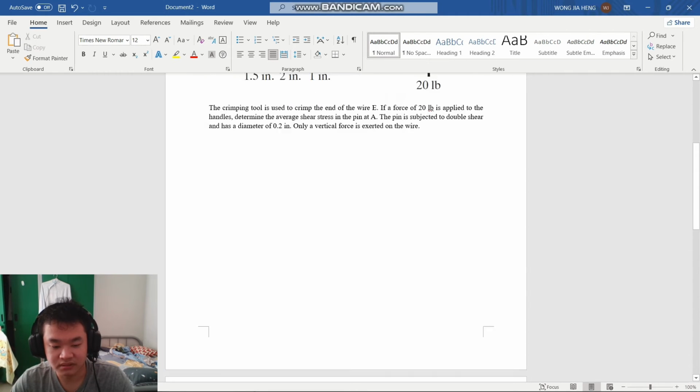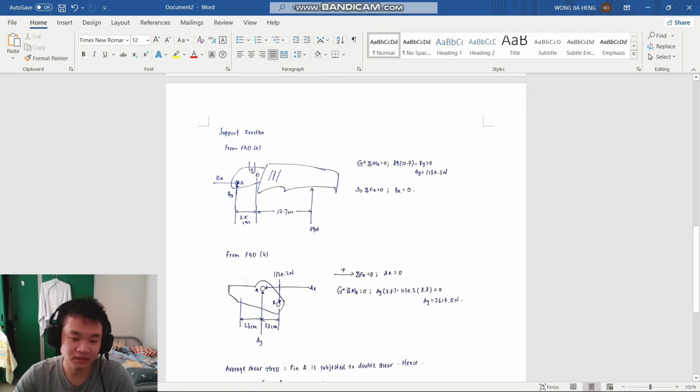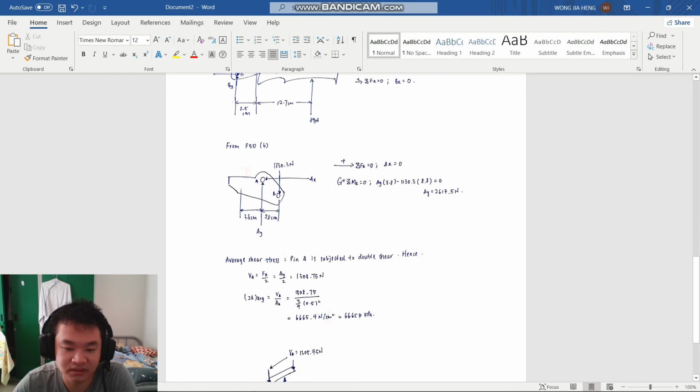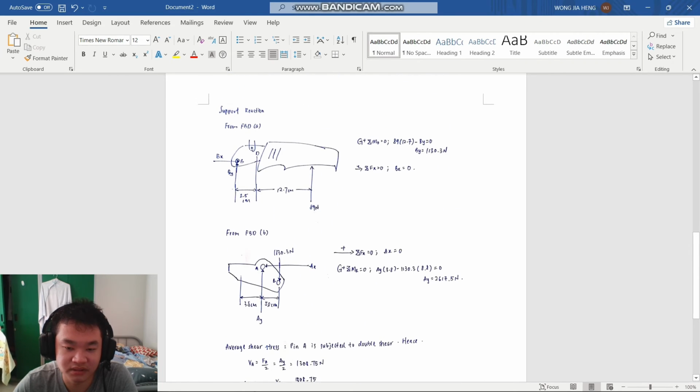Okay, let's begin. The support reaction. From the FBD A, which is the part of the handle and the metal near the handle, we will do the calculation from two aspects, which are the horizontal force and the vertical force. Since only the vertical force is exerted, the horizontal force is always 0 from here to here. Okay. Fx is 0, then Bx is 0.